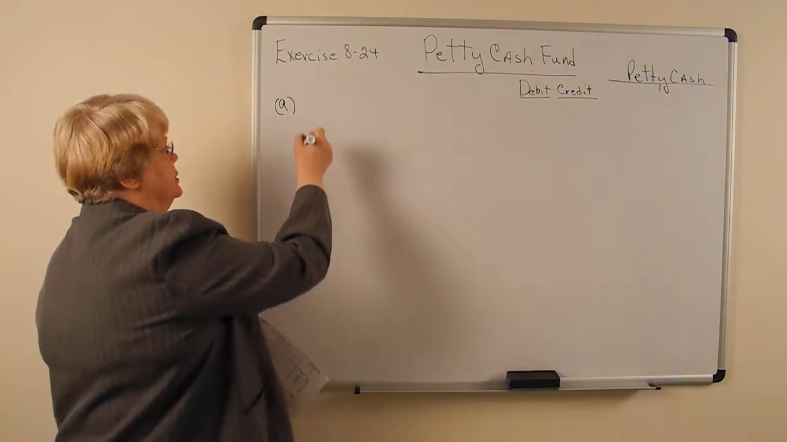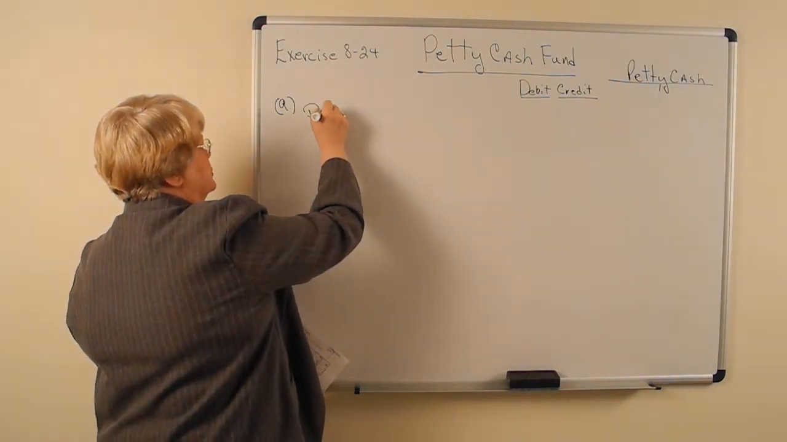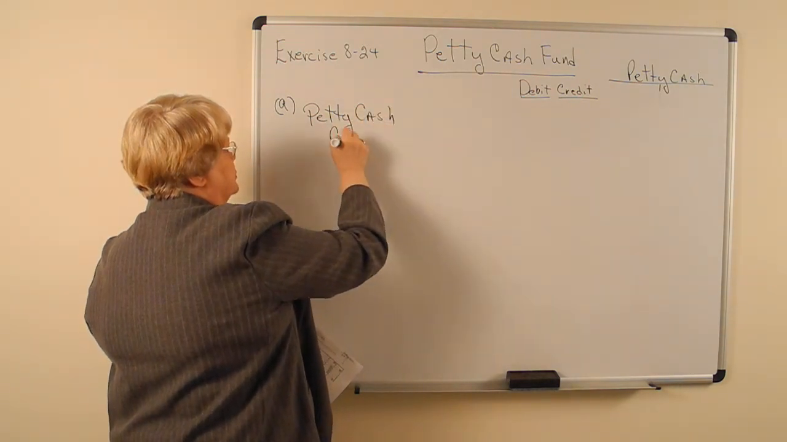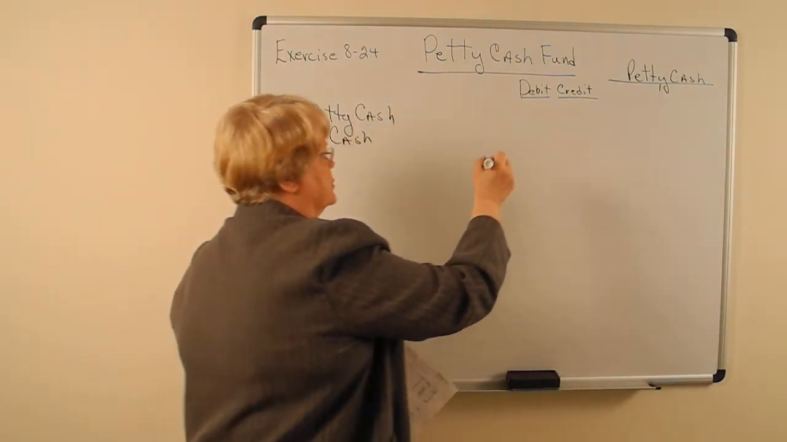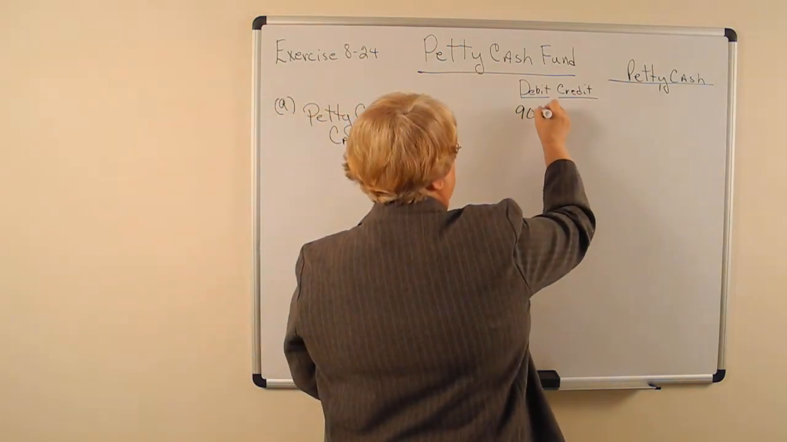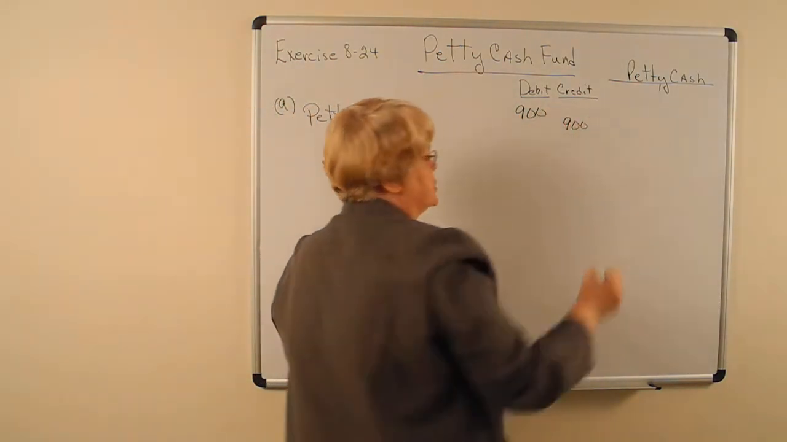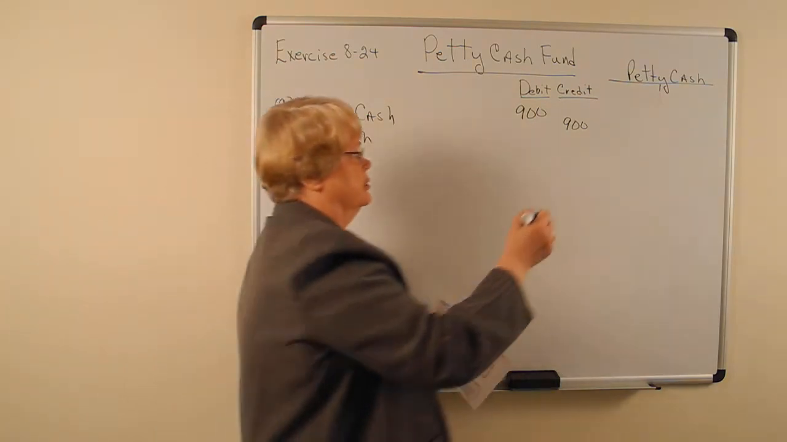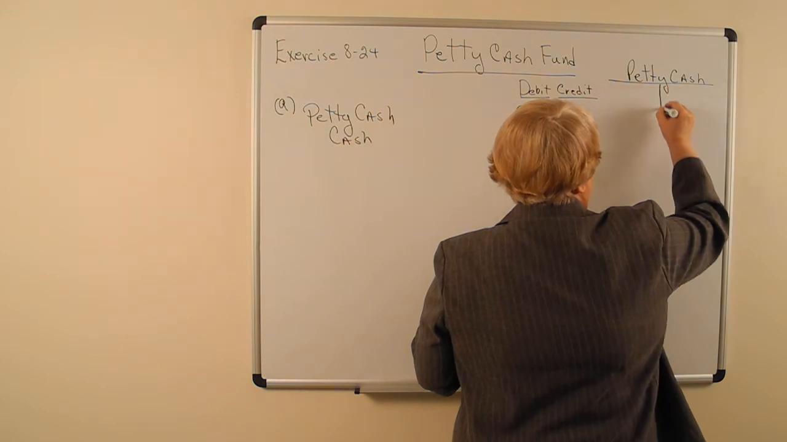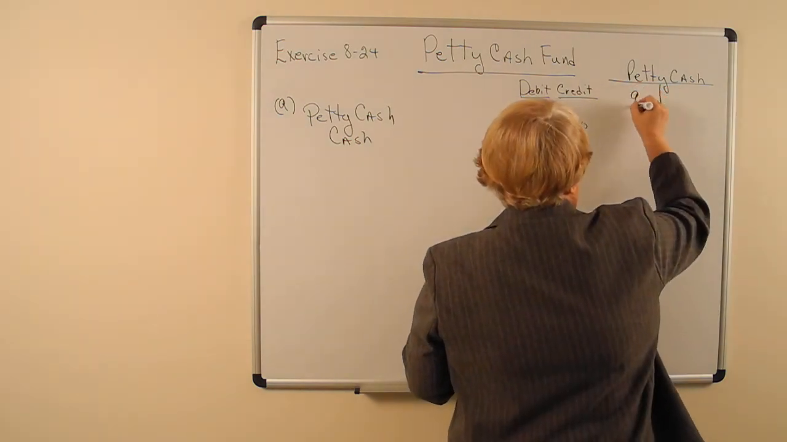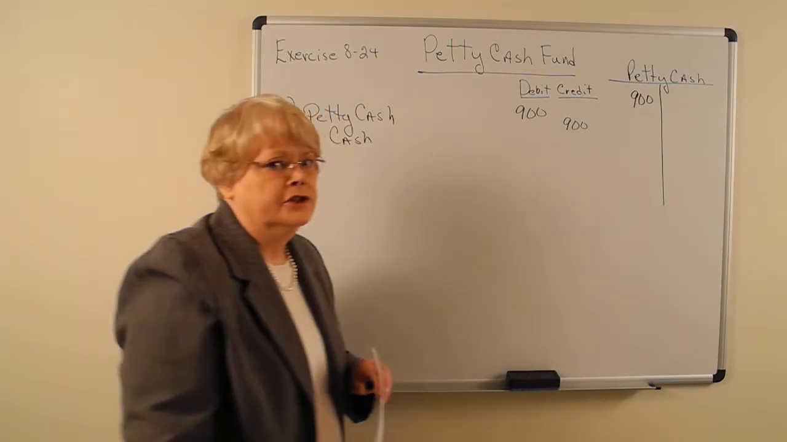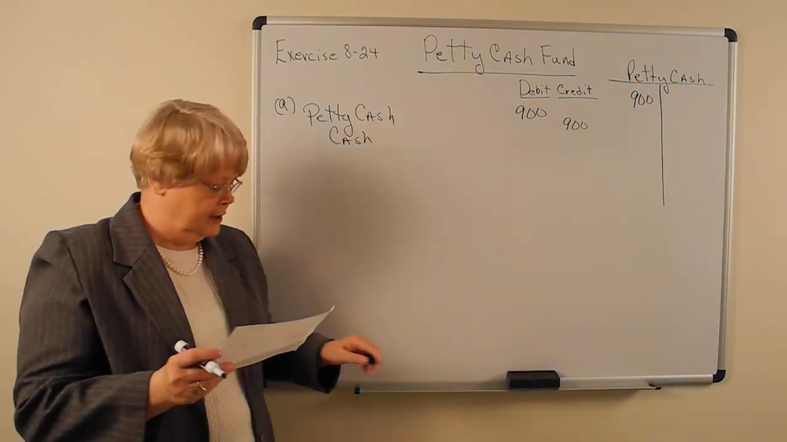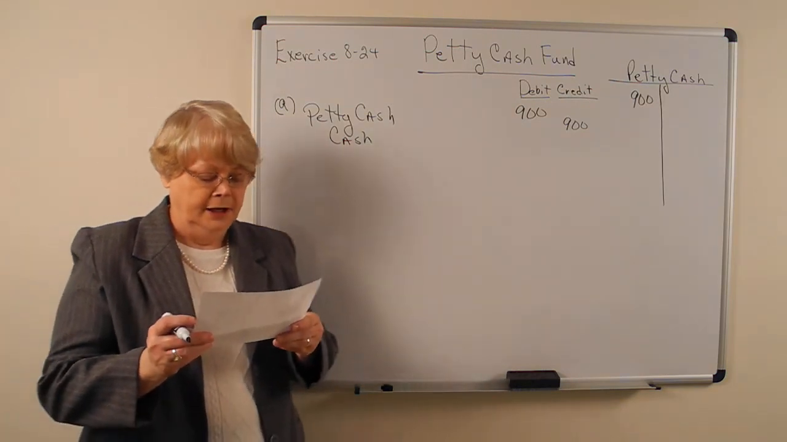We're going to be debiting petty cash and crediting cash for $900. Now that entry, of course, because we are establishing the account, does go to the petty cash general ledger account. So I'm going to come over here and show that debit of $900, and that's what's in the general ledger petty cash account. Okay?